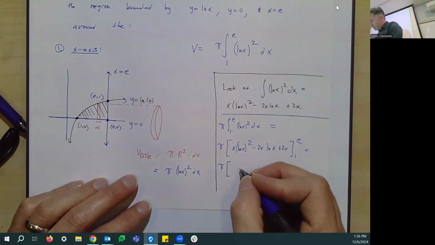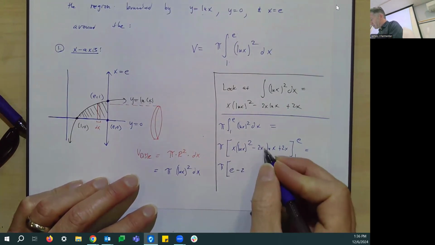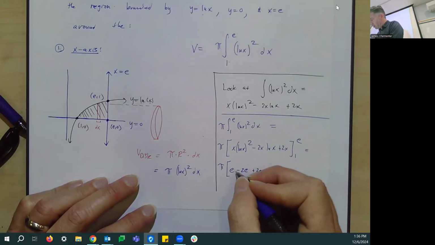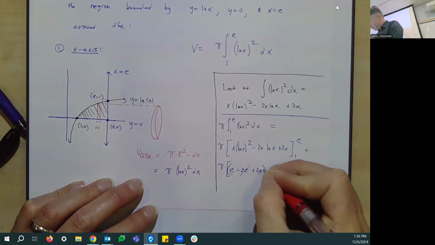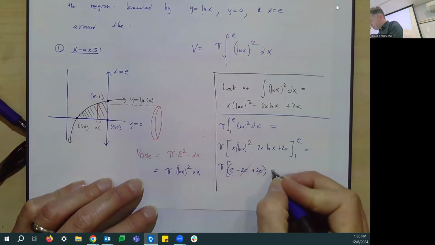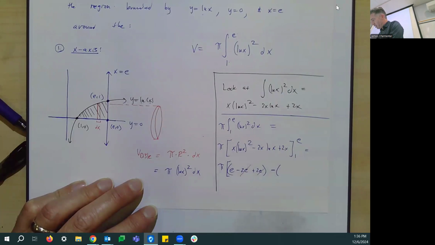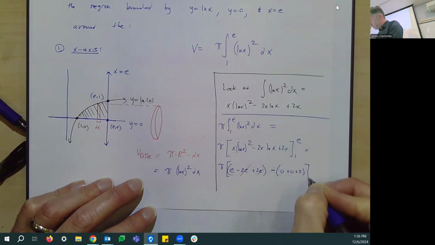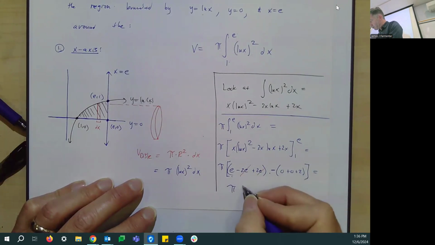So here I'm going to get e times 1 squared minus 2 times e times 1 plus 2 times e. Great, the 2 e's are going to cancel. Awesome. Minus, then I'm going to plug in 1. I'm going to get 1 times 0, great, minus 1 times 0, great, plus 2. So in the end of the process, my answer is going to be pi times e minus 2.